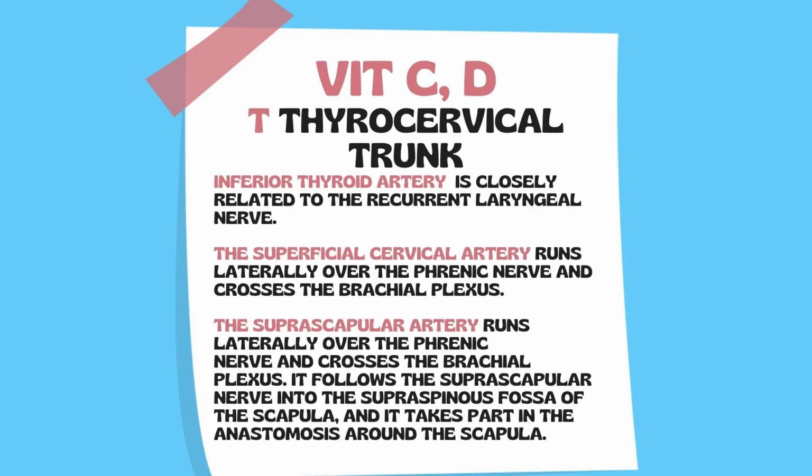The thyrocervical trunk gives off three terminal branches: the inferior thyroid artery, the superficial cervical artery, and the suprascapular artery. It's important for you to remember for the MCQ that the recurrent laryngeal nerve accompanies the inferior thyroid artery. The superficial cervical artery runs laterally over the phrenic nerve and crosses the brachial plexus, and the suprascapular artery also runs laterally over the phrenic nerve and crosses the brachial plexus. It follows the suprascapular nerve into the fossa of the scapula, and it takes part in the anastomosis around the scapula. This is also important for the MCQ.